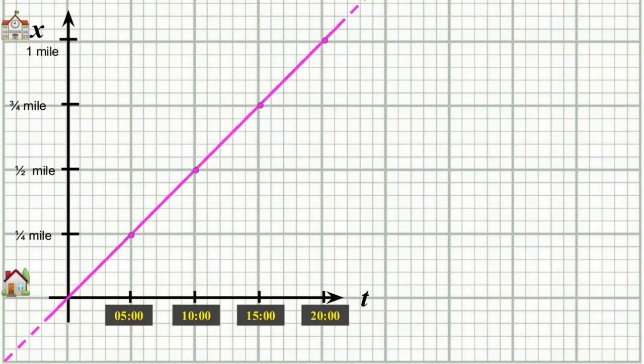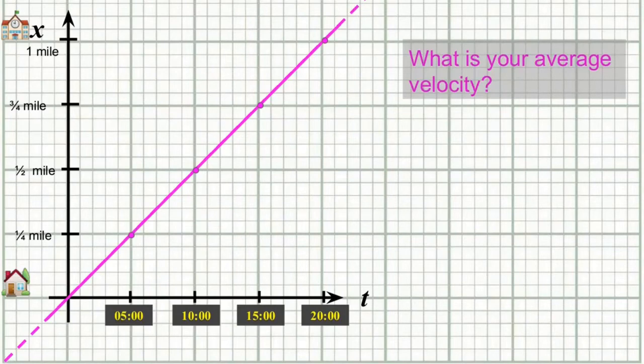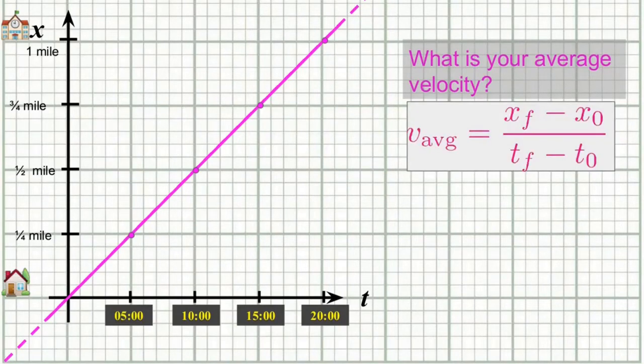So clearly there's a trend here. This looks like a case where we have a well-defined slope or a well-defined average velocity. So what is your average velocity here? Well, let's look at the whole time period. The definition of average velocity is that we take our final x, subtract our initial x naught here, and then divide the result of that difference by the final time minus the initial time.